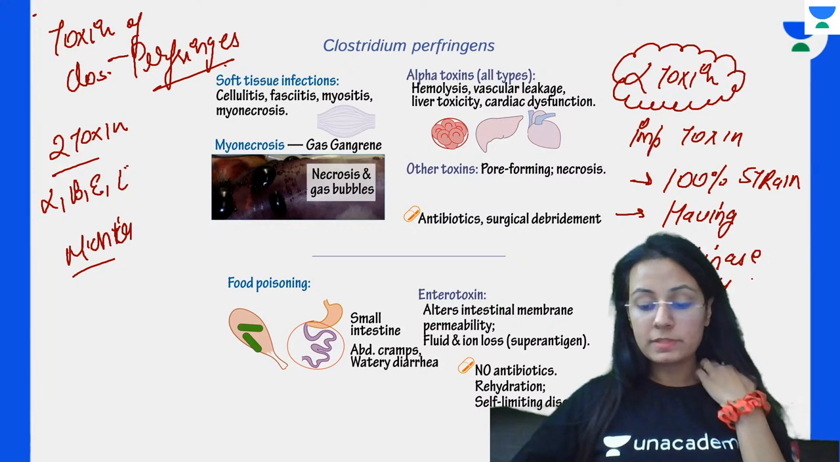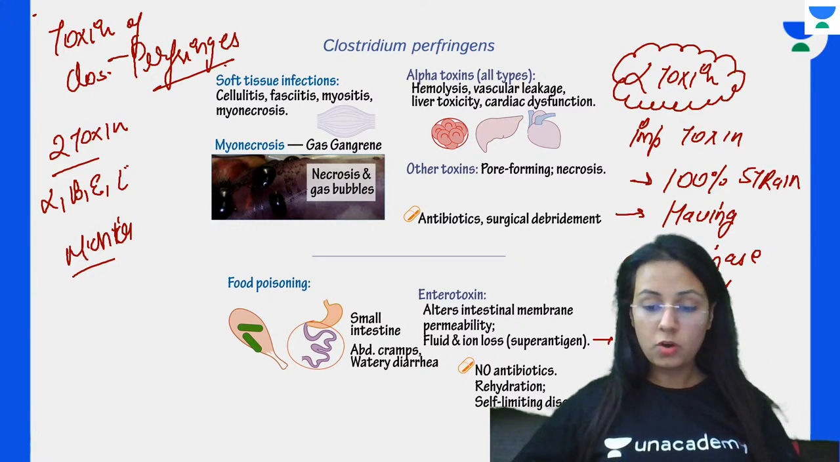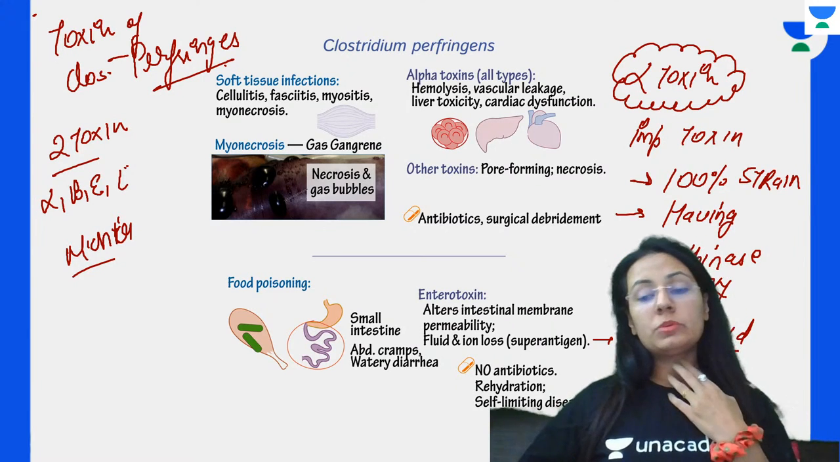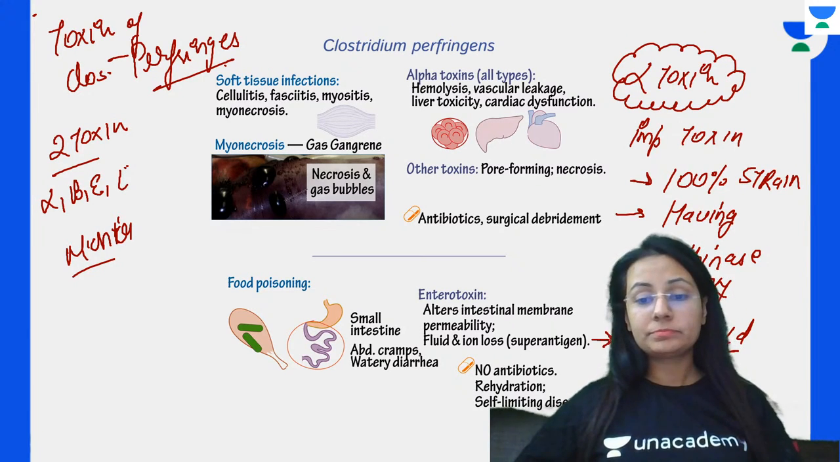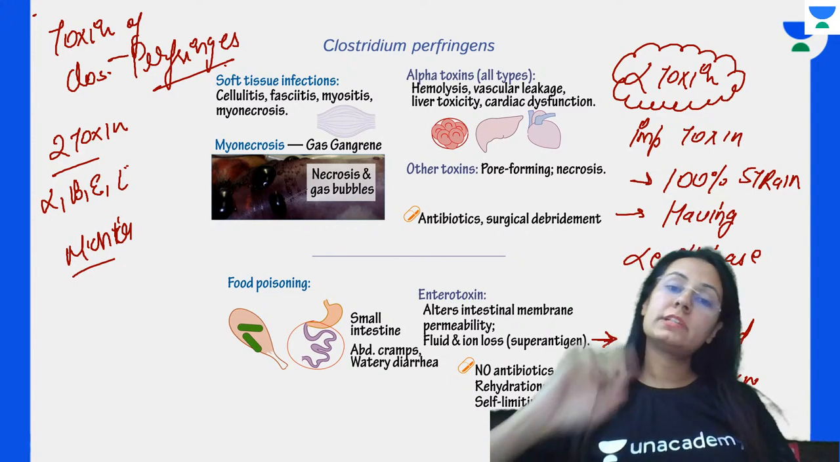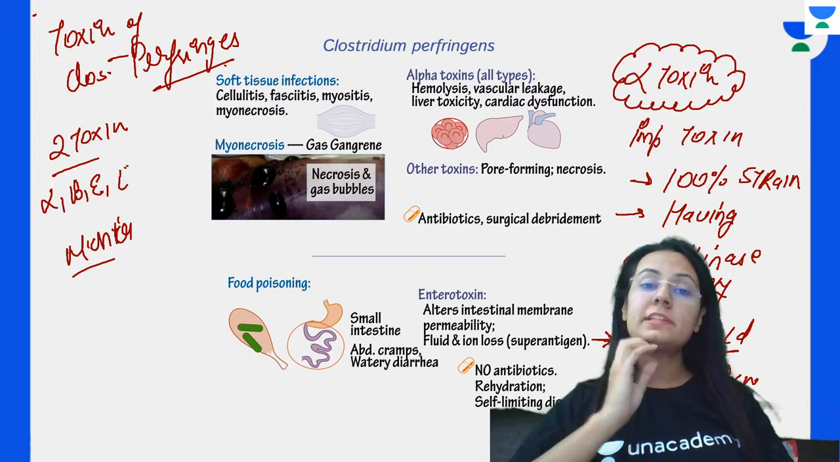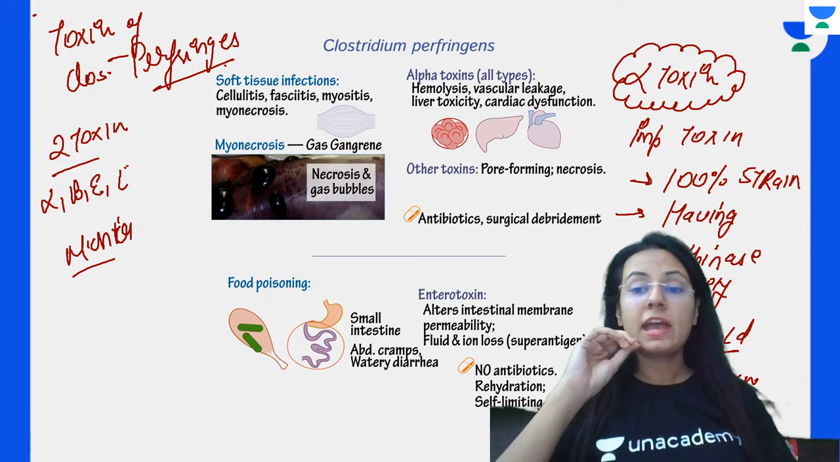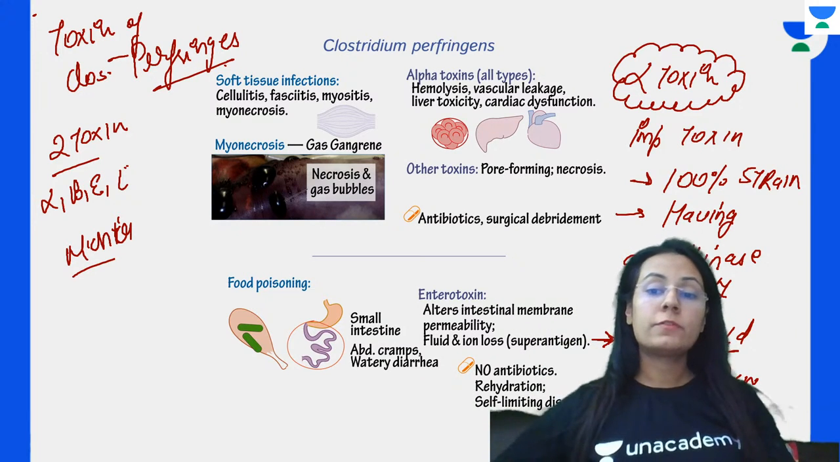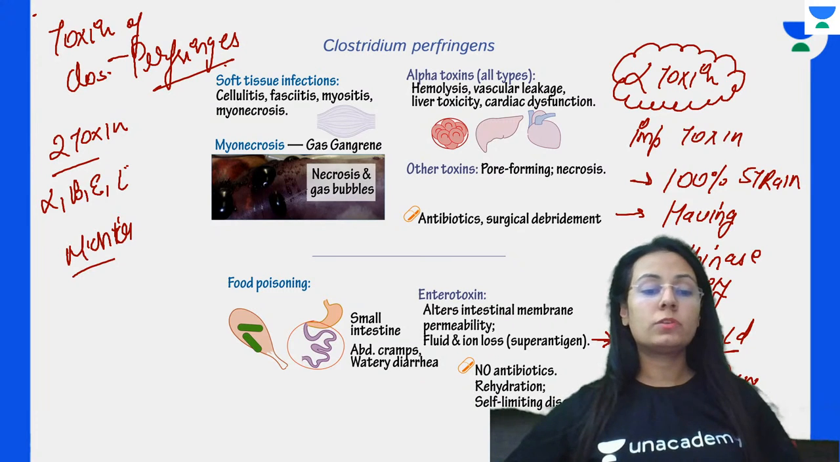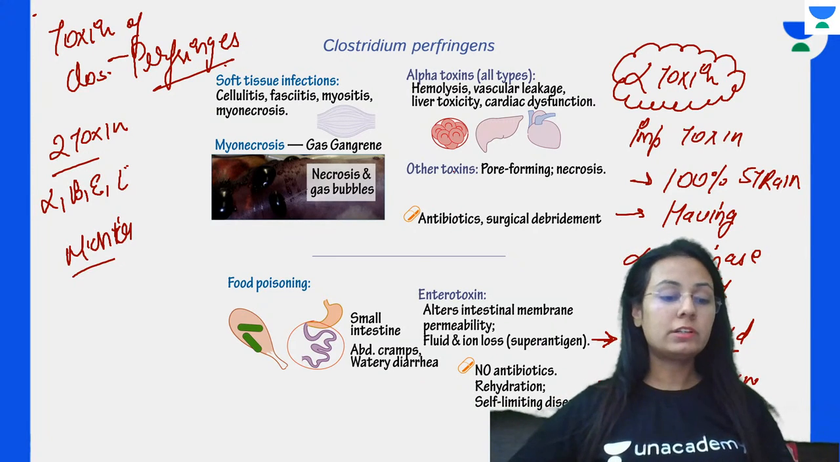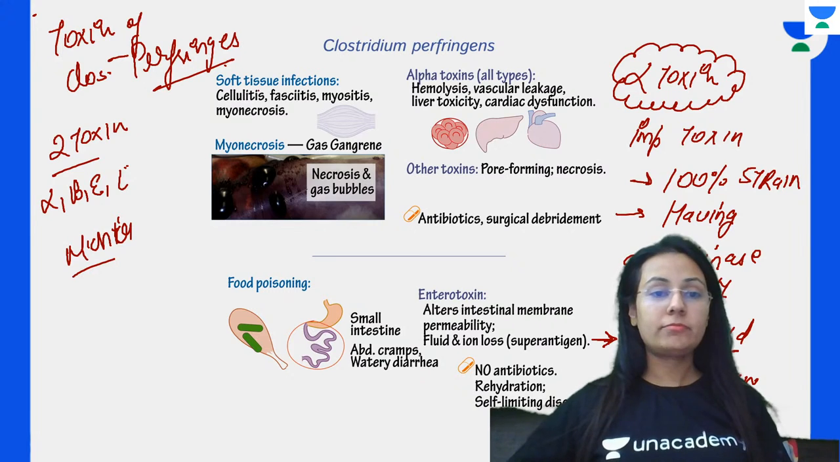Lecithinase or phospholipase activity, and they show what? Hot and cold type of phenomena, similar to that of the beta hemolytic streptococcus. Okay, so they are detected by what? They are detected by the Nagler's reaction. So the most important toxin is the alpha toxin, present in 100% of the strains and having lecithinase and phospholipase activity with hot and cold phenomena, showing the Nagler's reaction.